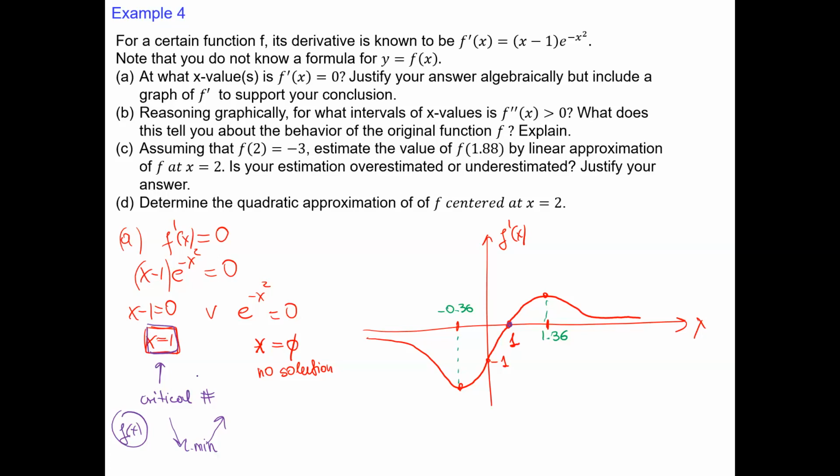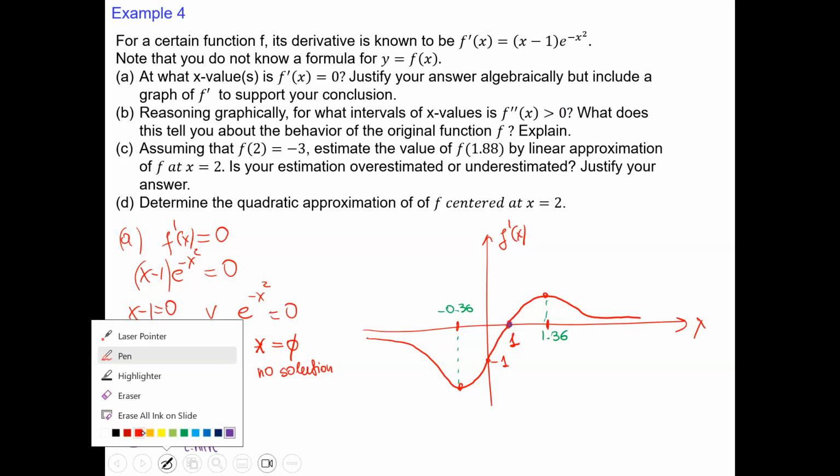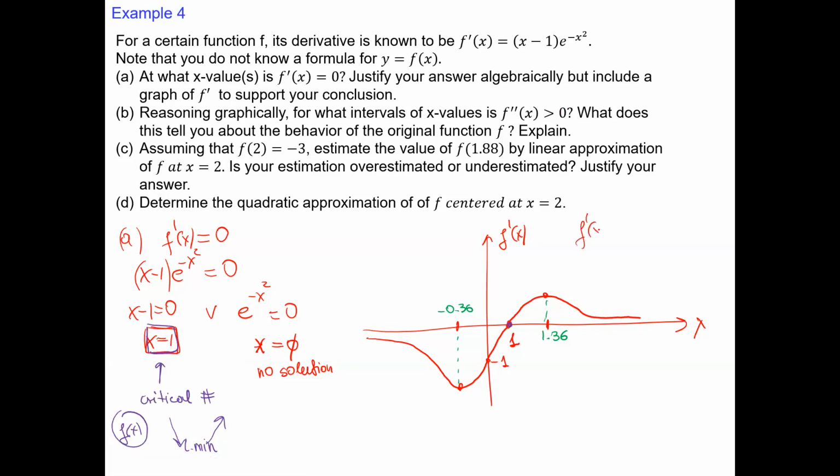Now part B. Reasoning algebraically, for what values of x is the second derivative positive? What does this tell us about the behavior of the original function? Explain. Okay, we would like to find, having the first derivative, the second derivative, where the second derivative is positive. So now let's think. I don't want to say first, second derivative because that's confusing, but let's call it this.